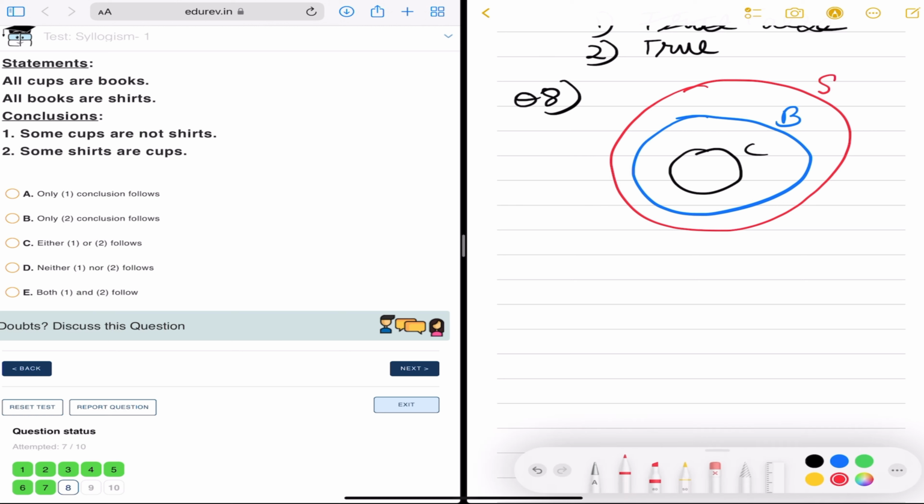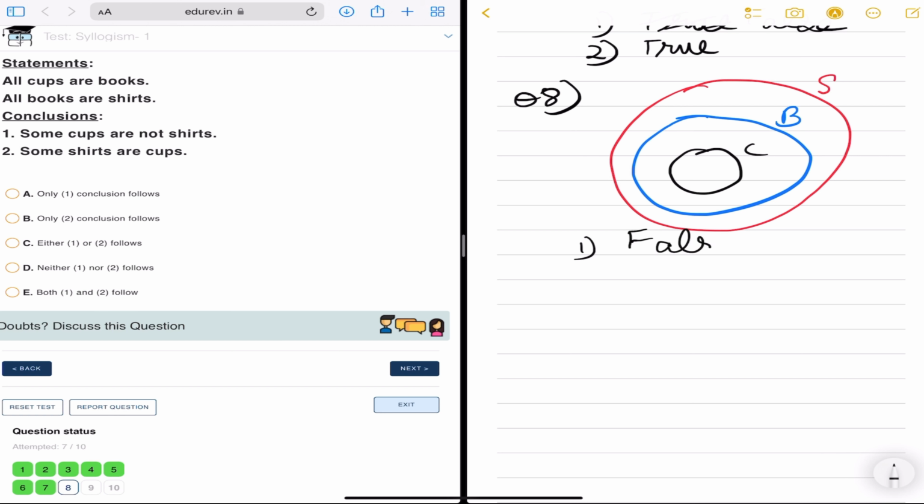Our conclusion number 1 is some cups are not shirts. But now we know already that all of the cups are actually books and all of the books are shirts. So all of the cups are also shirts. So here conclusion 1 is false.